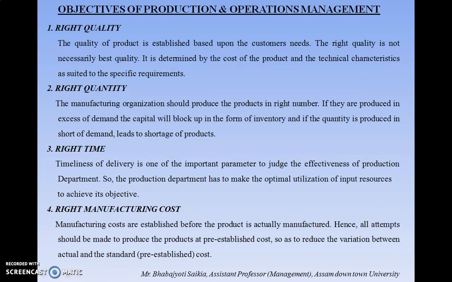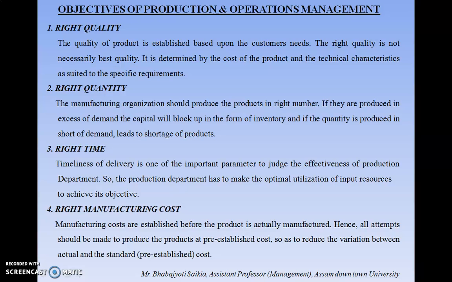Next we have the different objectives of production and operations management. Starting with the first one, it is the right quality. The quality of product is established based upon the customer needs. The right quality is not necessarily the best quality. It is determined by the cost of the product and the technical characteristics as suited to the specific requirements.